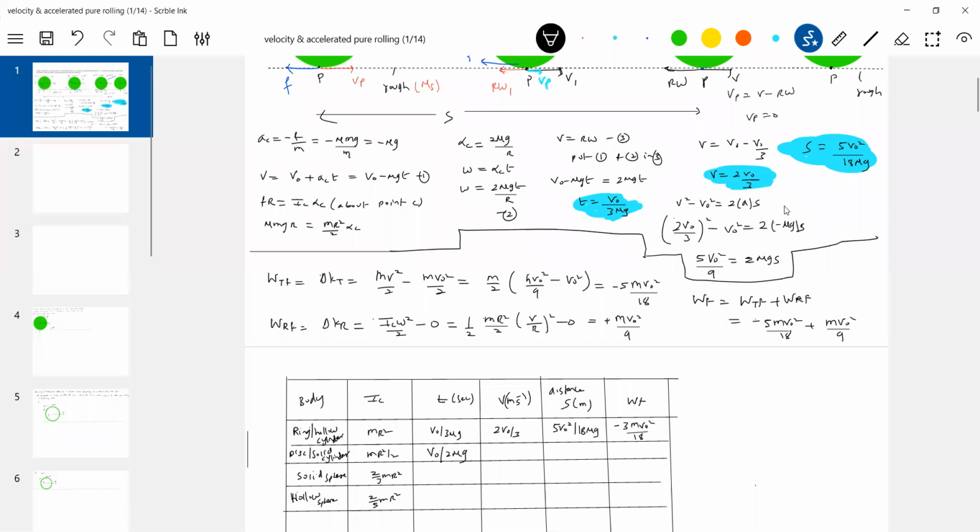Sir, how are you writing? Here 2 will not be there. So V naught by mu g, that one. So here V naught by 2 mu g will come. V naught by 2 means how much it will become? V naught by 2. So time, finally it will be.